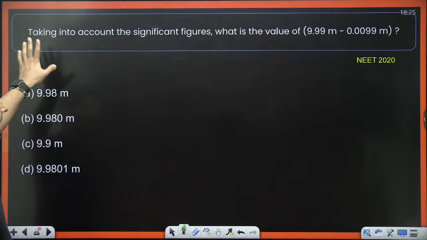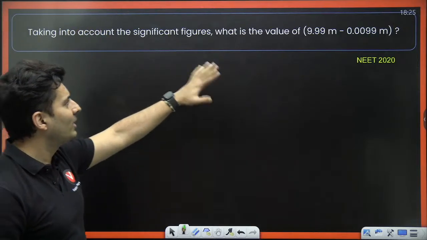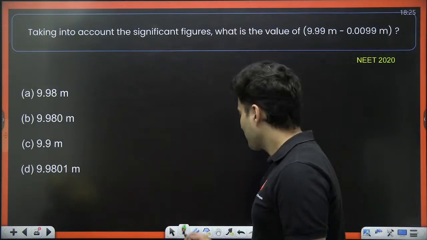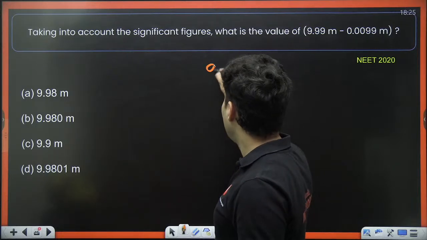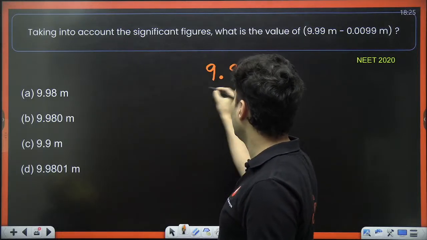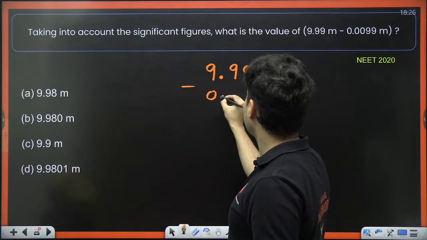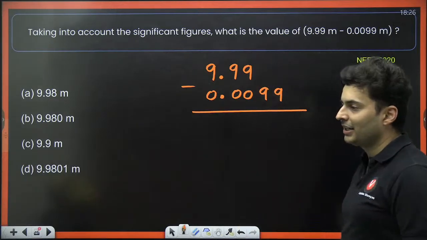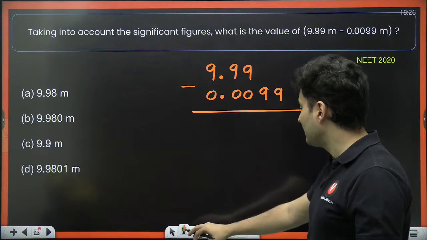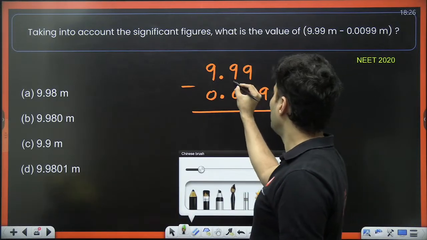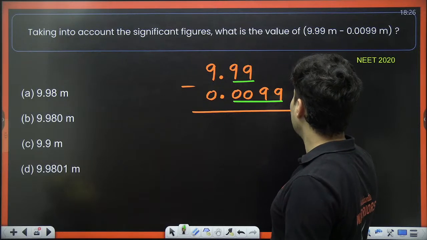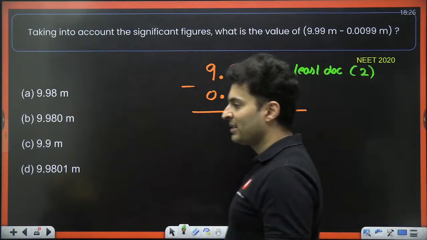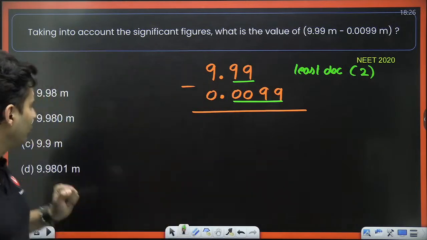Next one. NEET 2020 question. Taking into account the significant figures, what is the value of 9.99 minus 0.0099? Come on, first subtract it. Remember, for addition and subtraction, it's always the decimal places which matter. 2 decimal places, 4 decimal places. So the least decimal is 2. The final answer will also have 2 decimal places.